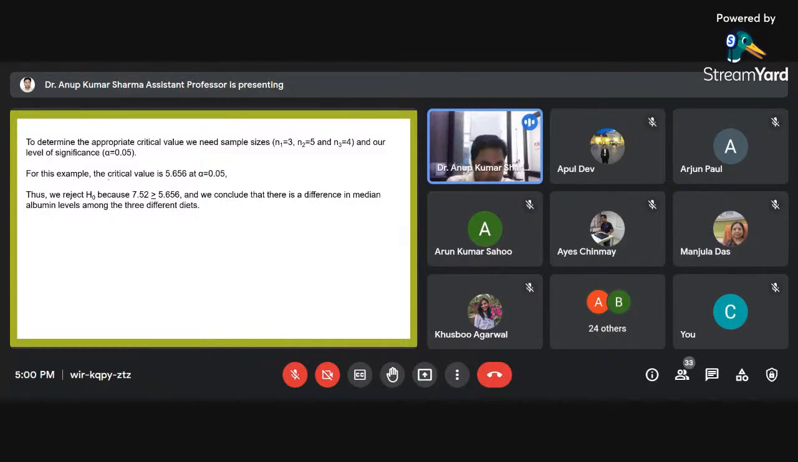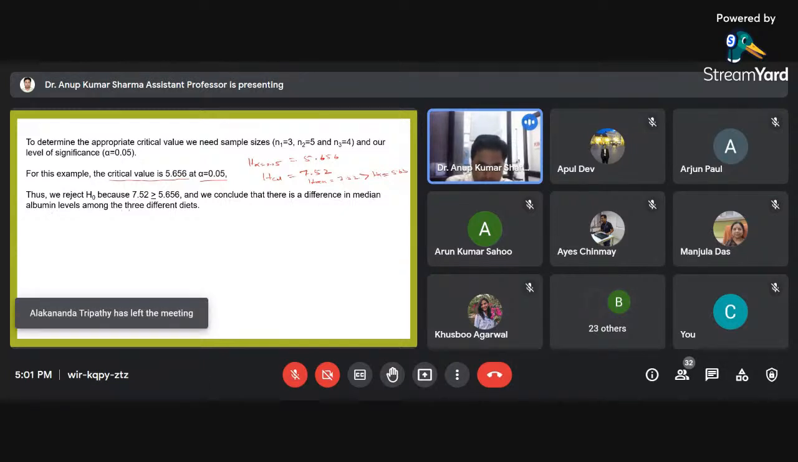The critical value comes from the table; you know how to collect it from the table by comparing the sample size and the significance level. Here H alpha at 0.05 is equal to 5.656, and the H calculated value is 7.52, which is greater than H alpha, 5.65. So we conclude there is a difference in medians among the three different diets.